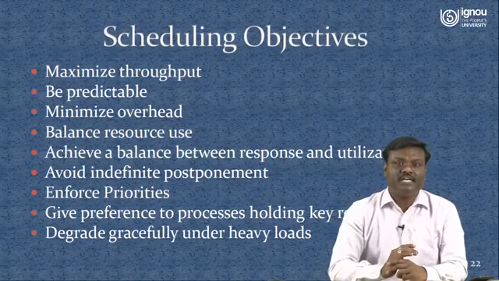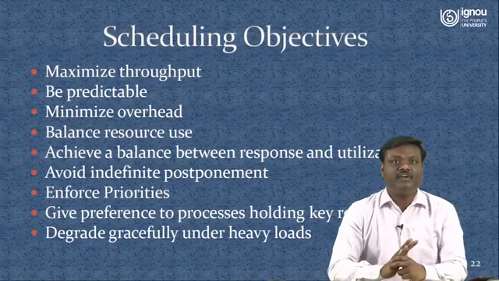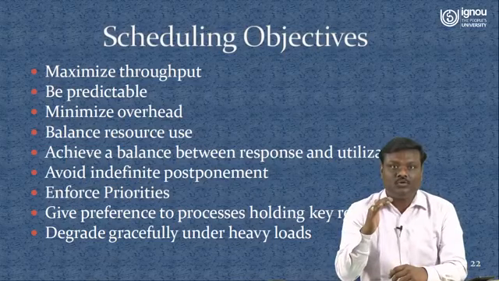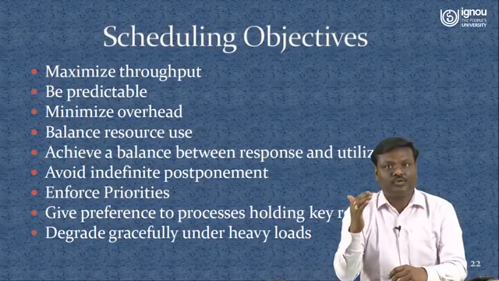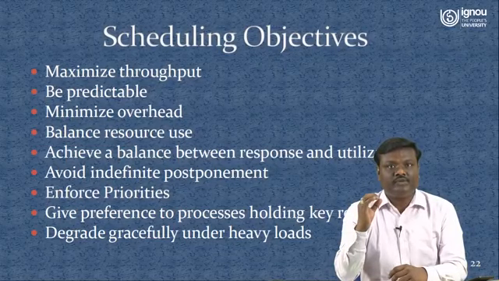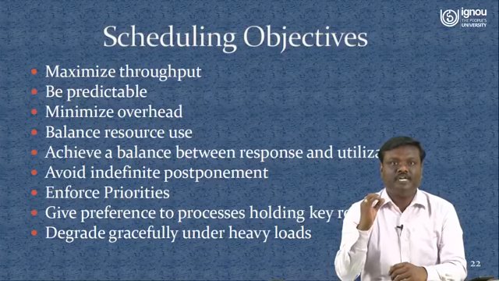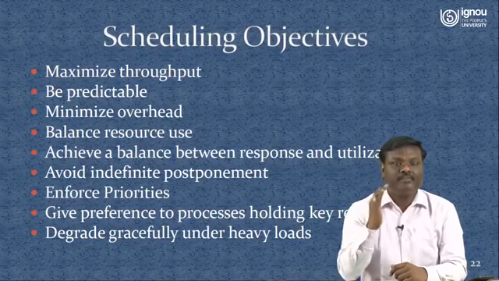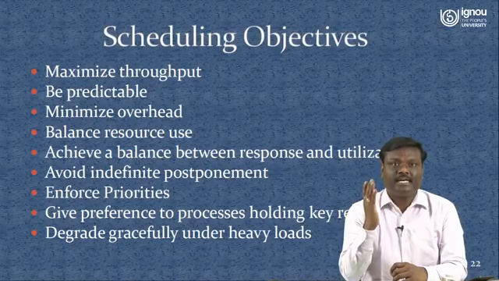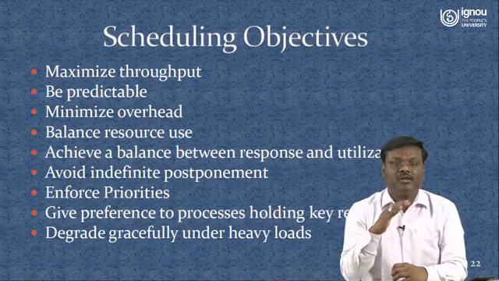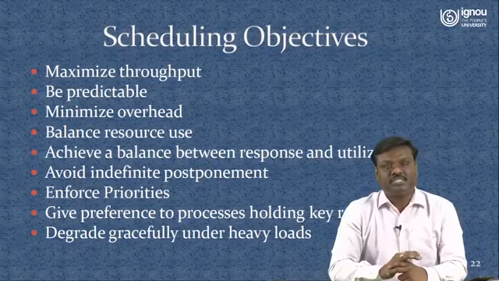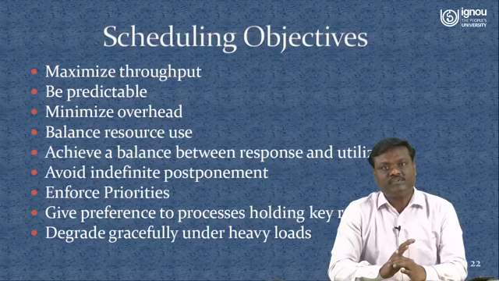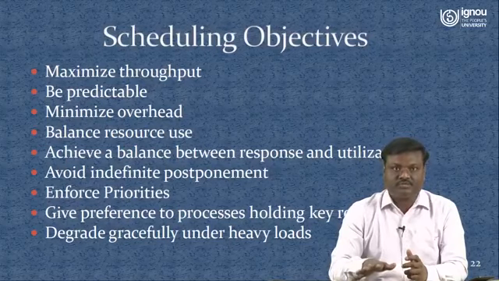Degrade gracefully under heavy loads. Suppose the system is having a heavy load, it should somehow stop allotting more processes in the RAM. So it should have a scheduling mechanism wherein, instead of piling up the jobs in the RAM, it says temporarily hold on, so that the heavy load job is executed properly and then terminated, and later on the chance will come to the next processes in the RAM. So that kind of graceful degradation should happen whenever we talk about the scheduling objectives.